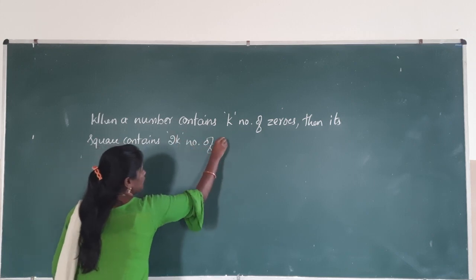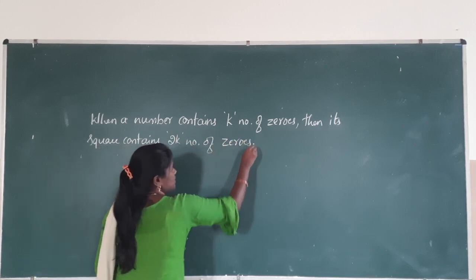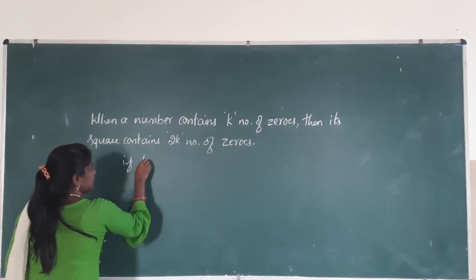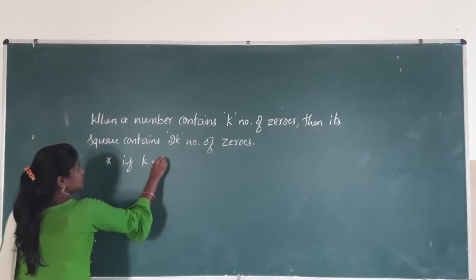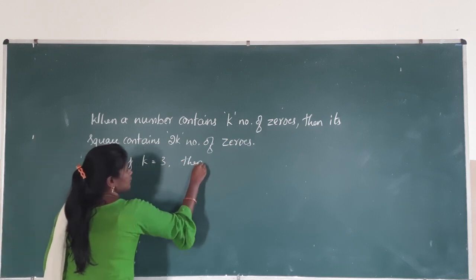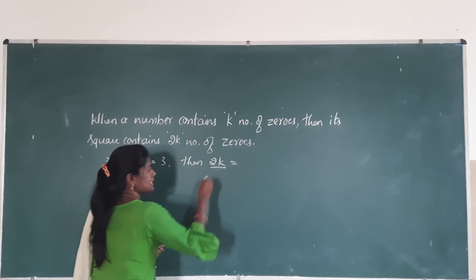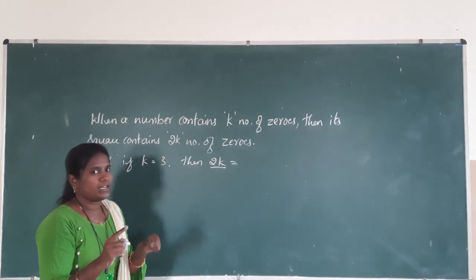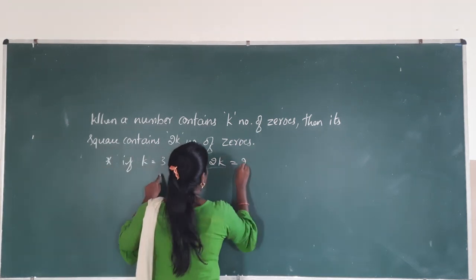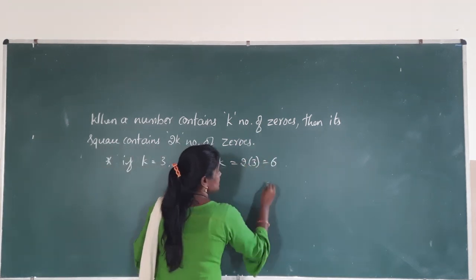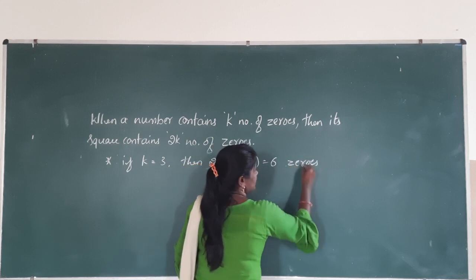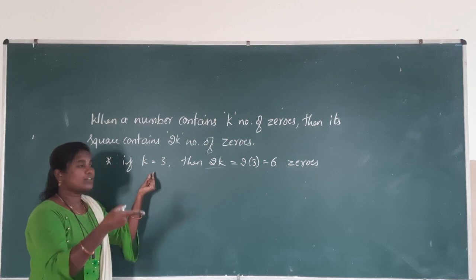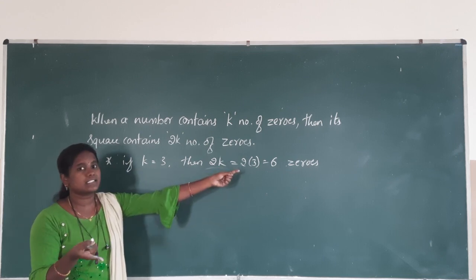Number of zeros. Examples we have seen. If k is equal to 3, then 2k is the number of zeros in its square. Then 2k is 2 into 3, so 6 zeros. When a number contains 3 zeros, then the square of that number contains 6 zeros.